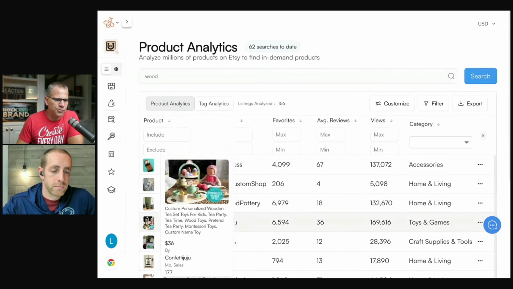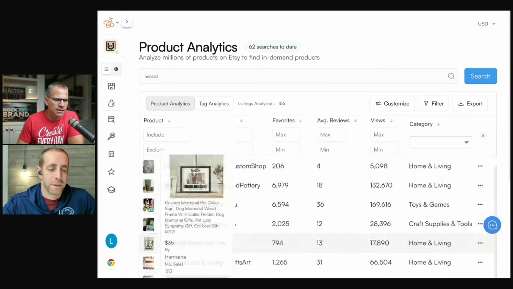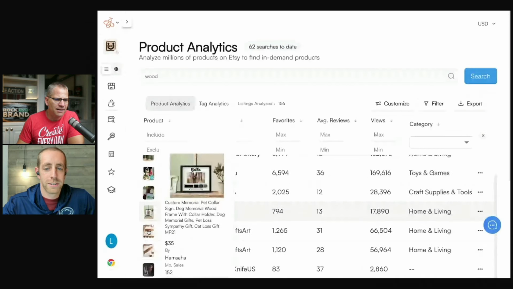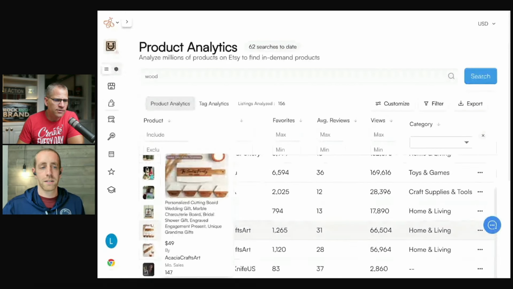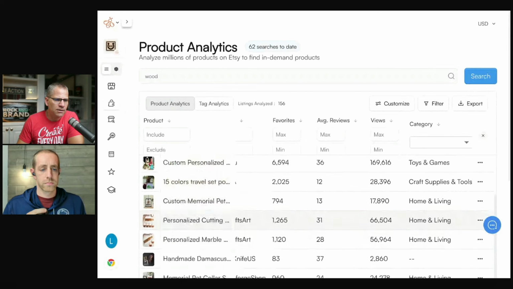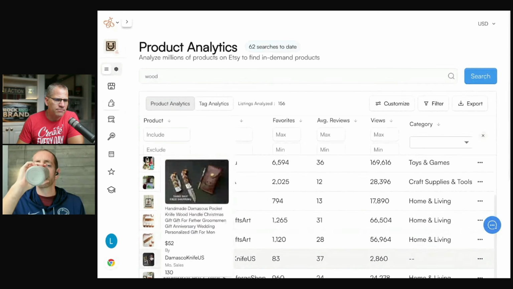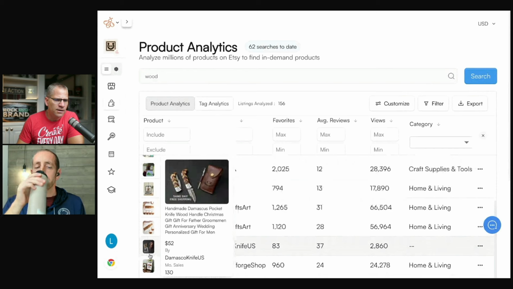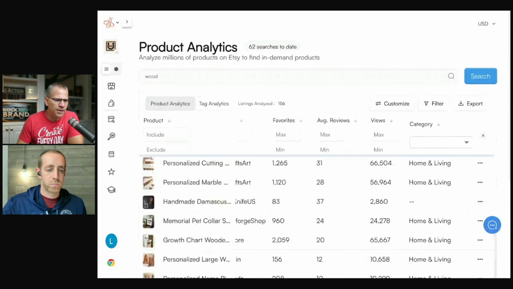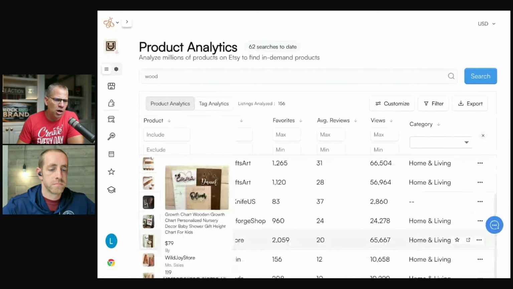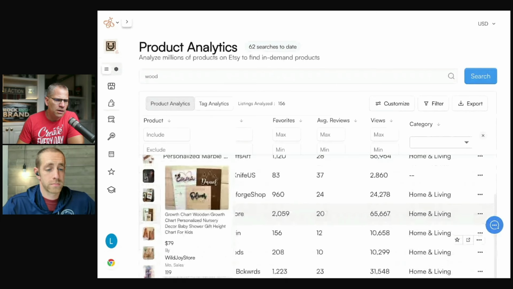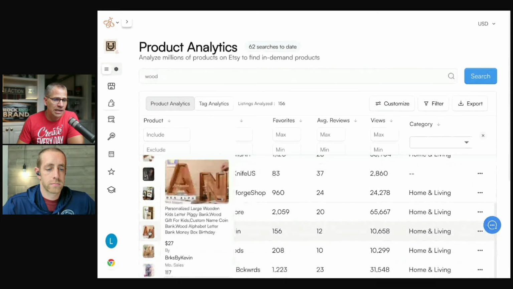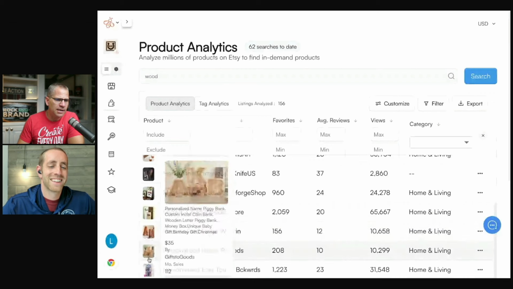Yeah. I mean, this is interesting. A custom personalized wooden tea set toys for kids, right? That's interesting. Then here we are with the pet memorial. Great shop name, by the way. Confetti Juju. Personalized cutting board, wedding gift. Okay. There's a handmade leather pouch for the knife. Another pet memorial. Growth chart. Little growth chart. There you go. Personalized large wooden kids letters. That's interesting, right? That's not print on demand. There's another set right there, right?